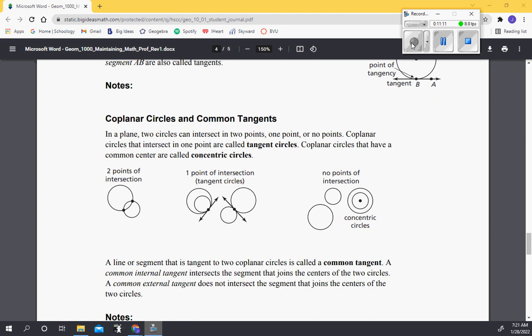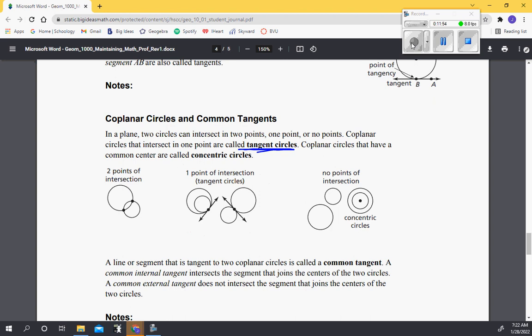The next 3 definitions are down here. So we'll start with tangent circles. I'll read it. In a plane, 2 circles can intersect in 2 points, 1 point, or no points. Coplanar circles that intersect in 1 point are called tangent circles. So if I have 2 circles and they intersect at exactly 1 point, we see 2 great examples right down here of the tangent circles.